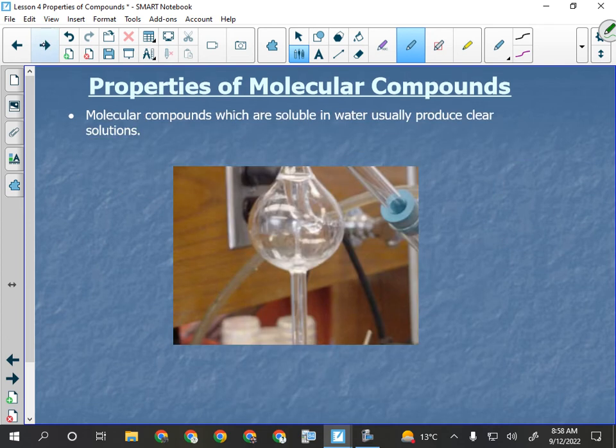Okay. And the last thing is, they don't have any brightly colored natures. So if you're looking at a molecular compound, it's going to be transparent or dull, or something like that.